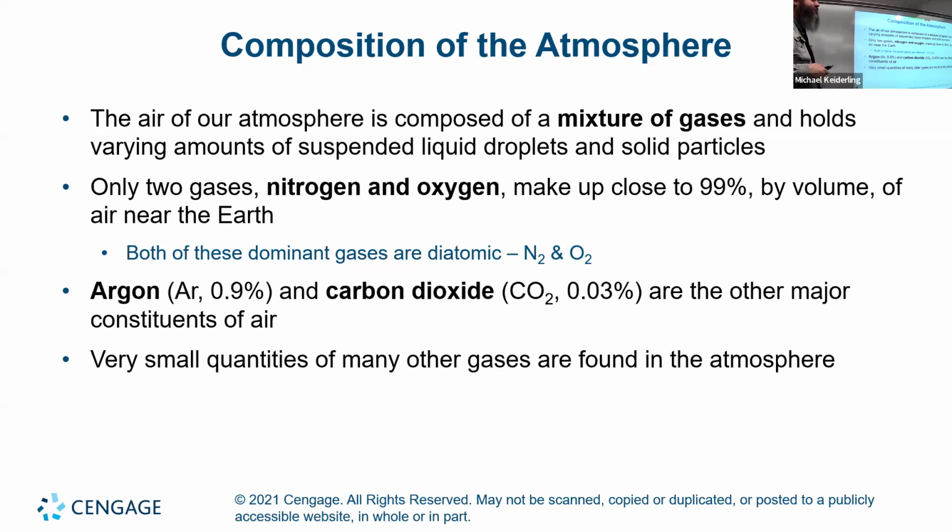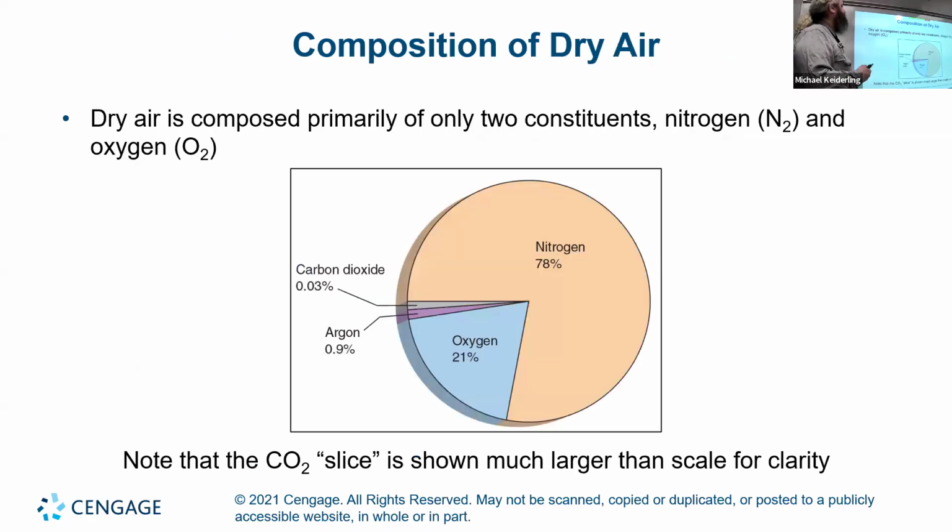That is inching up towards 0.04% on carbon dioxide, unfortunately. And then there are small quantities of other gases found in the atmosphere. And this is dry air, because the amount of water vapor in the air varies drastically. So this is sort of on average, or just if you have dry air. So dry air is composed primarily of two constituents, nitrogen, 78%, oxygen, 21%. And then we have argon, 0.9%, carbon dioxide, 0.03%. The size is exaggerated so you can actually see it. And everything else in the atmosphere is much smaller quantities.